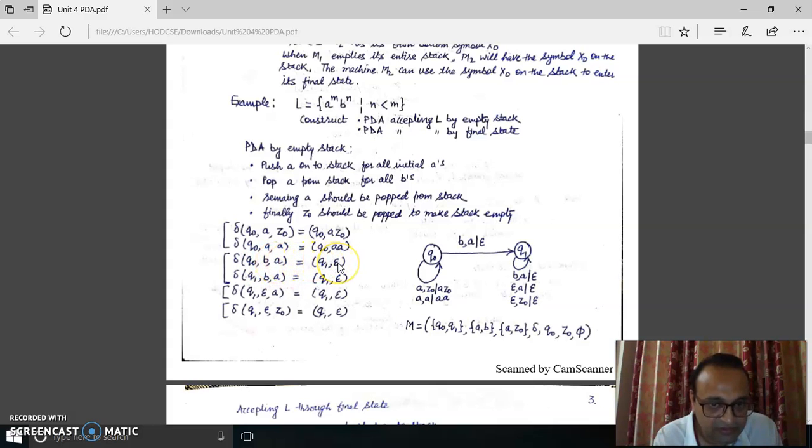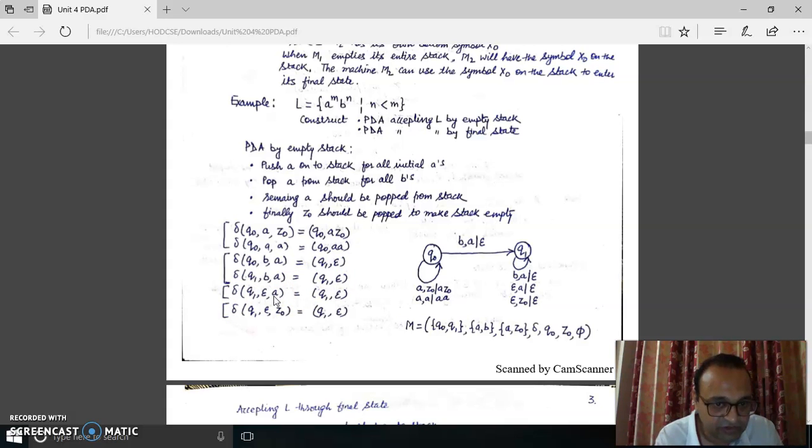So here epsilon is written. Now we are in state Q1. Again the input symbol is B, so there must be A on the top of the stack. Again keeping on the same state, we are popping A from the stack. Now the string is exhausted; there must be some A left behind on the top of the stack.